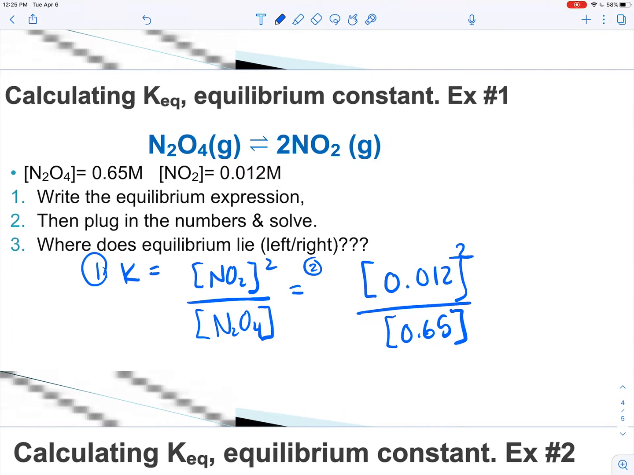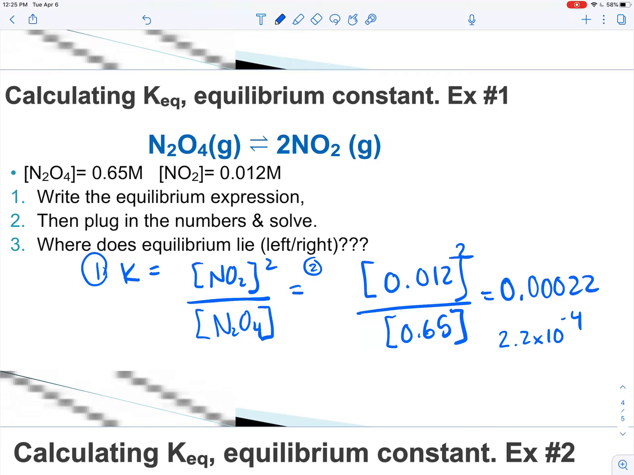So there's no addition or subtraction. We're just multiplying and dividing here. So 0.012 squared divided by 0.65, and I get 0.00022, or if I want to put it in scientific notation, 2.2 times 10 to the minus 4. You don't have to worry about the units. I don't really care about the units for this type of problem.